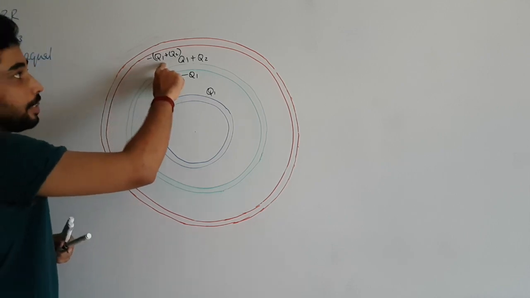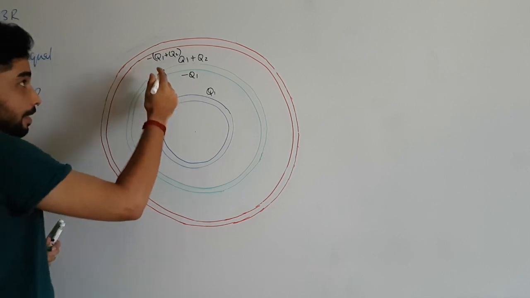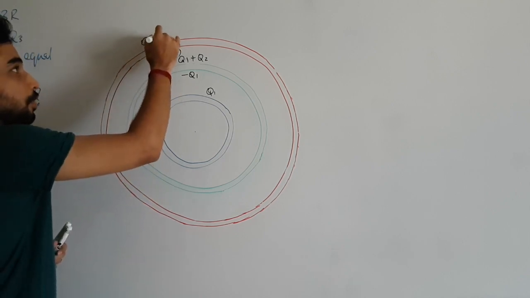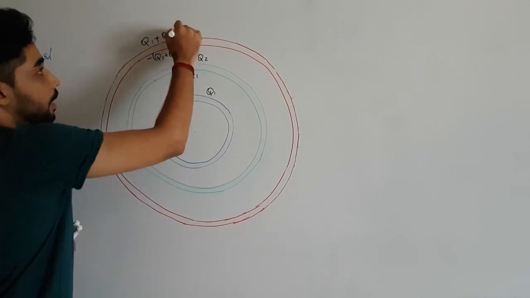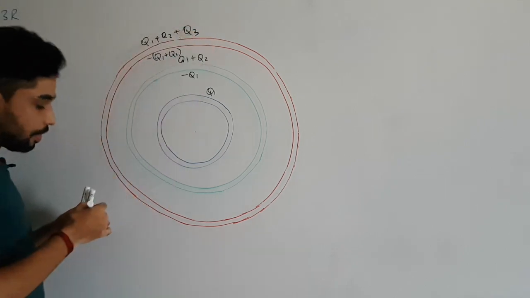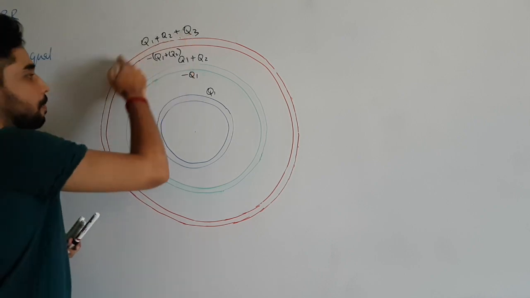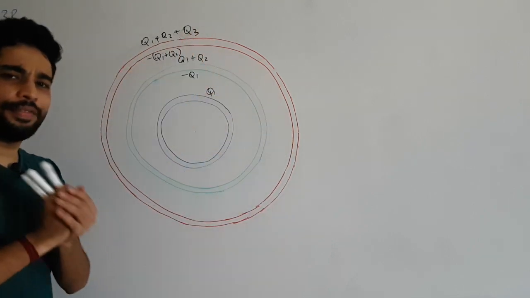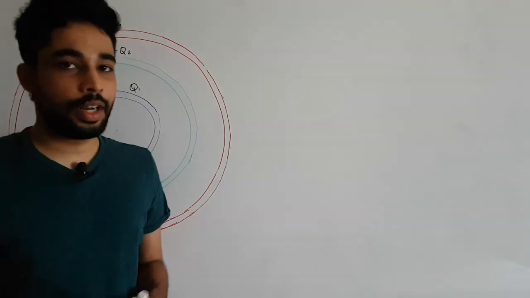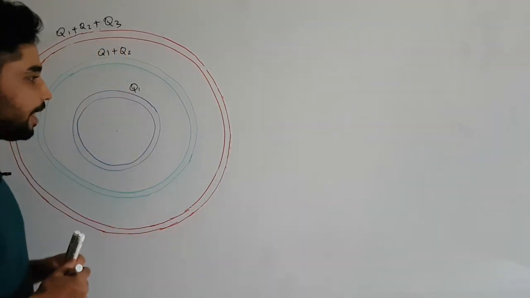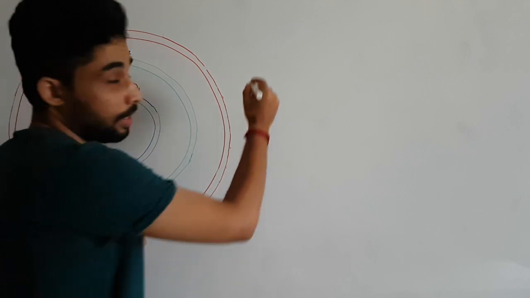Now if there is a minus of q1 plus q2 induced on the inner surface, then there should be a plus of q1 plus q2 induced on the outer surface. Along with that, they have told that a charge of plus q3 is given to the third shell, so that also will come onto the outer surface. So here we have a good charge distribution in these concentric shells. Now that we have whatever we need, let's quickly calculate what they have asked for.